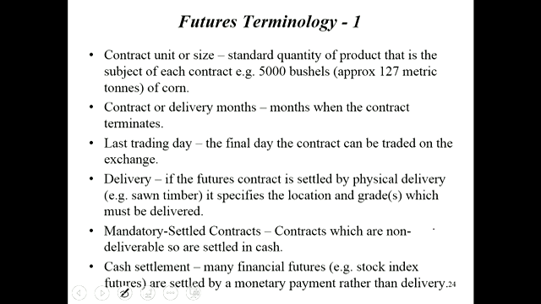So these are the standard terms: contract size, contract delivery months. Typically, there's only four months of the year when they expire. Last trading day is almost self-explanatory. Delivery explains how it's done. So if you're actually going to physically deliver something, it tells you where and what grade and so on. And there are these things called mandatory settled contracts, they're cash. Of course, cash ones are for cash.